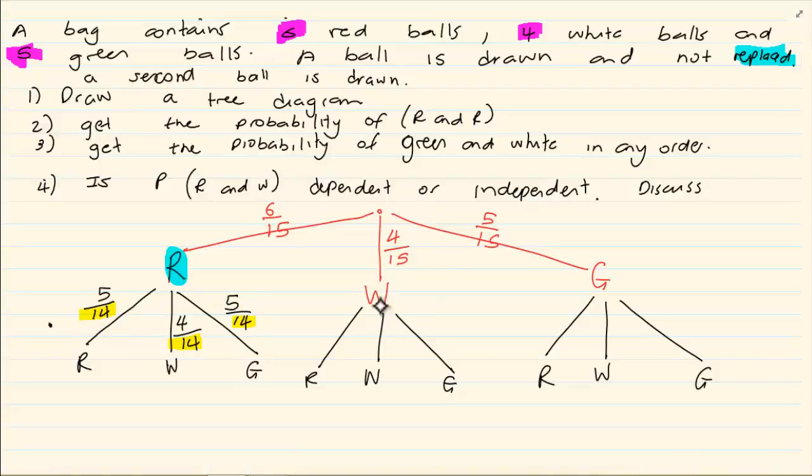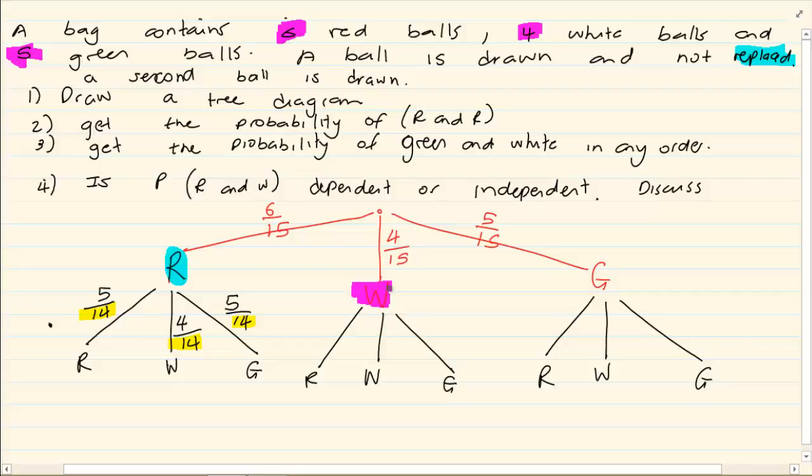Let's go to the next one. Now you had 4 white. If you took out a white, then instead of 4, you'll only have 3 left. But you still have 6 red and you still have 5 green. Again, it's over 14. Why? Because you had taken out 1.